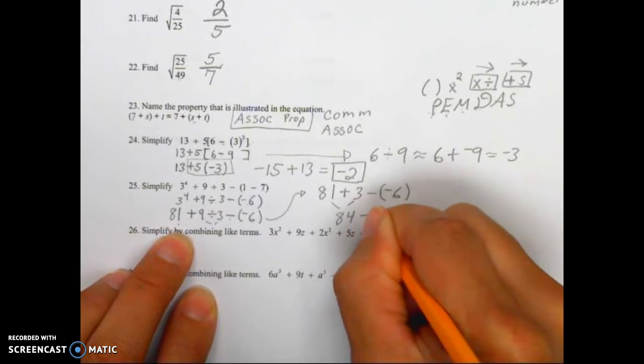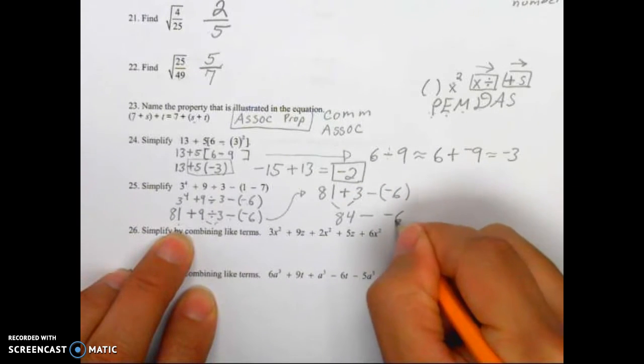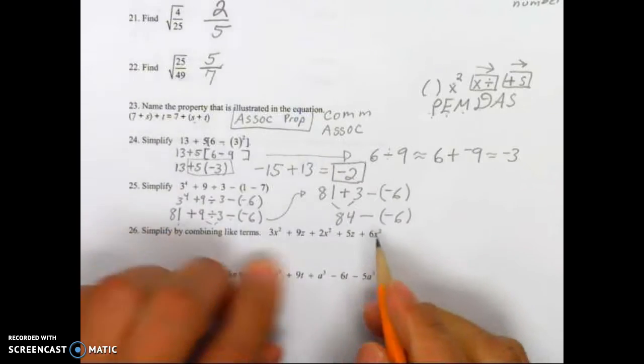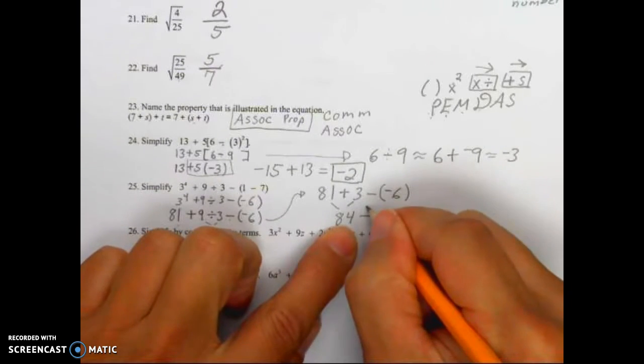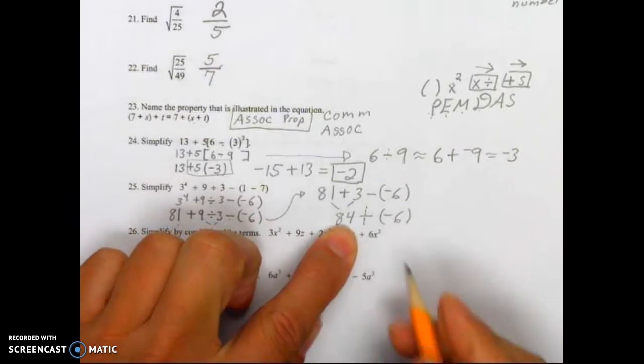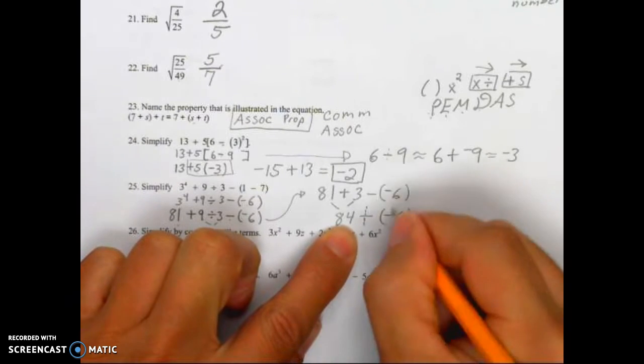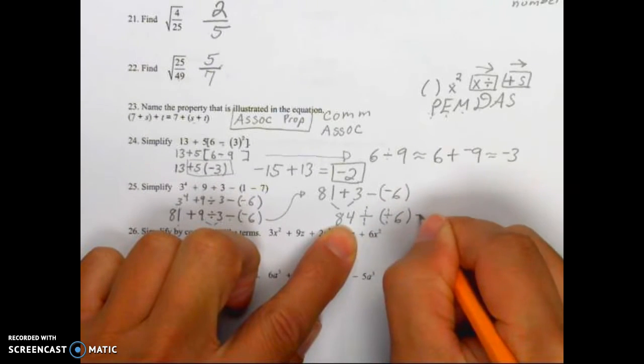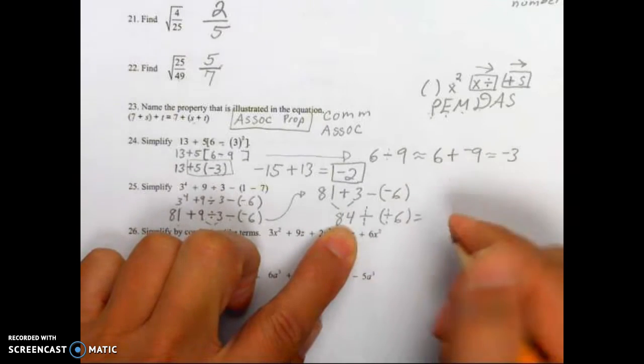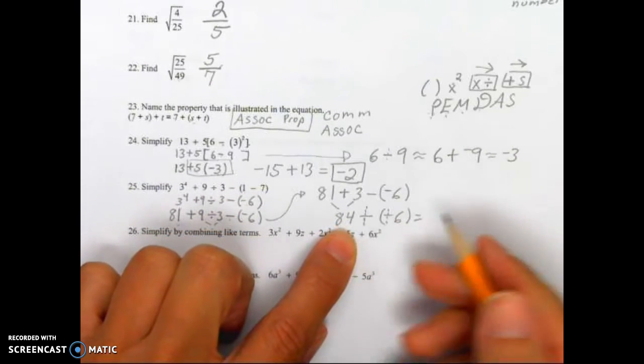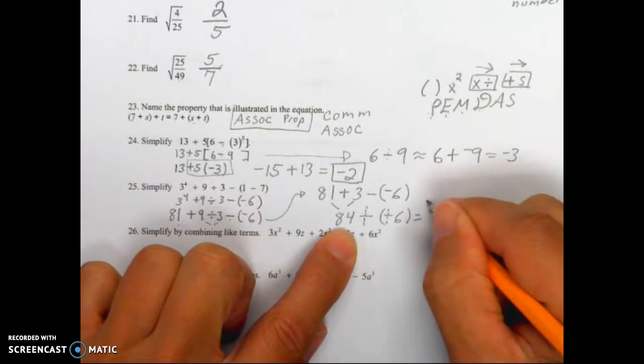Then I have my minus negative 6. And remember, if you see minus, always means add. So I'm going to change that into an add sign. The opposite, what's the opposite of negative 6? Positive. And then that will give me 84 plus 6 will give me a 90.